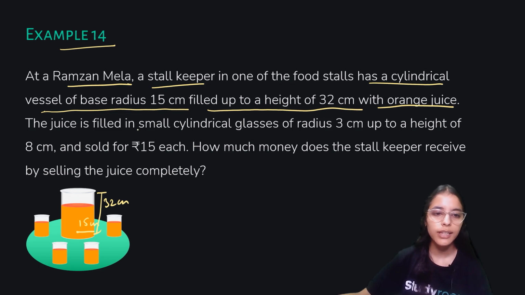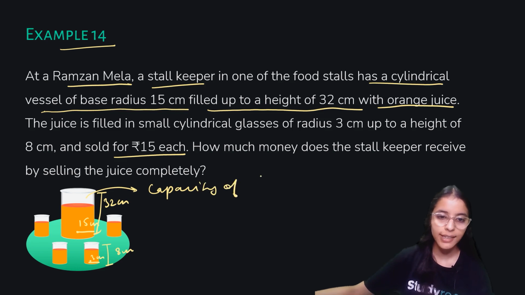So the juice is filled in small cylindrical glasses of radius 3 centimeter. So our cylindrical glasses have radius 3 centimeter and height of the cylindrical glasses is given as 8 centimeter and sold for rupees 15 each. So how much money does the stall keeper receive by selling the juice completely? So to sell the juice completely, that means all these glasses have to take all the juice that is present in this vessel. Now the juice filled in the vessel is the capacity of the vessel, right?